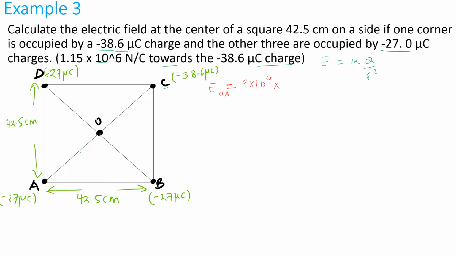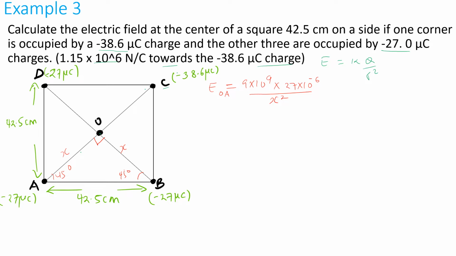at A, which is 27 microcoulomb, that's 10 to the power negative 6, divided by the distance x, but squared. So the distance is x between O and A. It's not known. Let's try to find it. Since this is a square, the diagonals must meet at 90 degrees. So that means this is 45 degrees and that's 45 degrees. That is also going to be x. Distance OB is the same as OA.